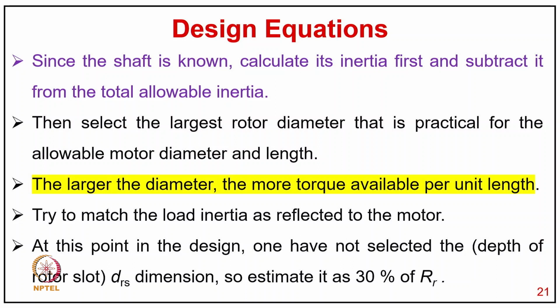Now since the shaft is known, calculate its inertia first and subtract it from the total allowable inertia, and then select the largest rotor diameter that is practical for the allowable motor diameter and length. The larger the diameter, the more torque available per unit length. Try to measure the load inertia as reflected to the motor. At this point in the design, one has not selected the DRS dimension, that is the depth of the rotor slot, so estimate it as 30% of RR.